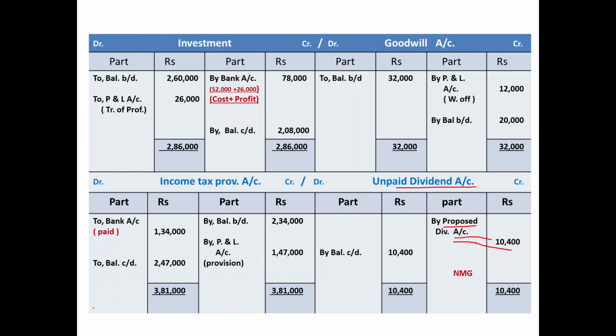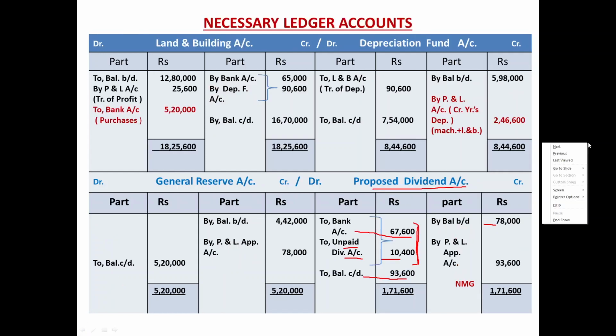Then posting of the second journal entry: profit and loss appropriation account debit to proposed dividend account credit for the current year's proposal 93,600, and this 93,600 remains as a closing balance in this account. It cannot be paid in the current year. It will be paid in the next year after receiving the consents of the shareholders in the AGM, which will take place in the next year.